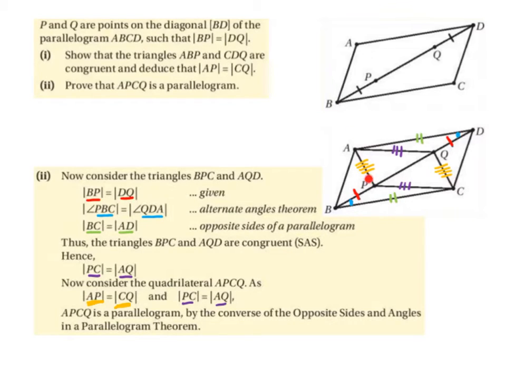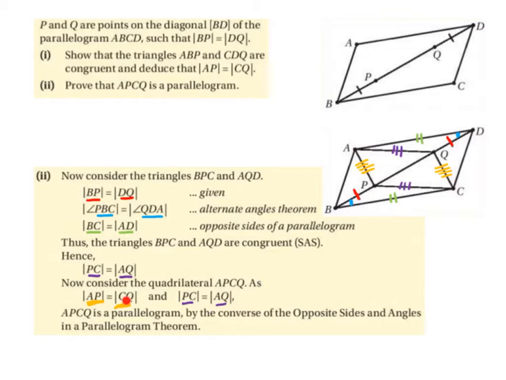We know that BP is equal to QD. We know that AD is equal to BC. And we know that the angle PBC is equal to the angle ADQ. Now consider the quadrilateral APCQ. So it's this quadrilateral that's on the inside.